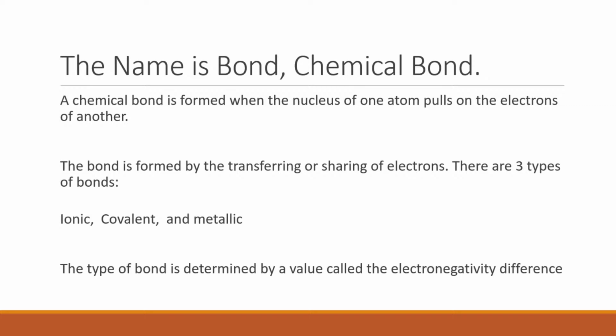And there are three types of bonds that we are going to look at over the course of the next couple of videos, over the course of this unit. We're going to look at ionic bonding, covalent bonding, and metallic bonding.